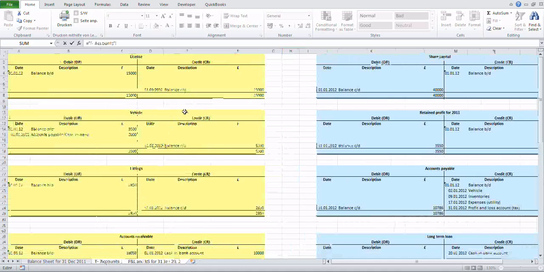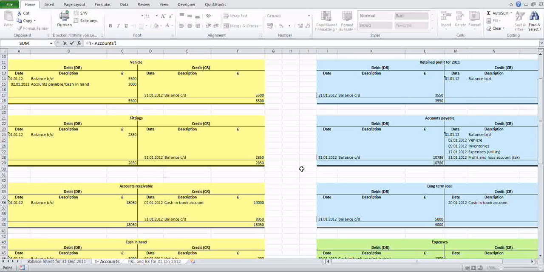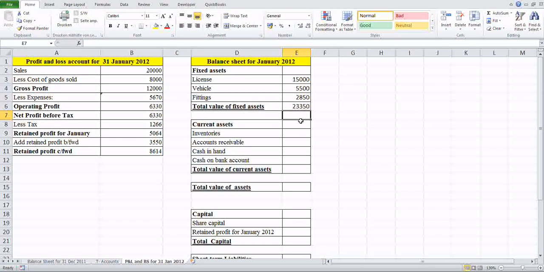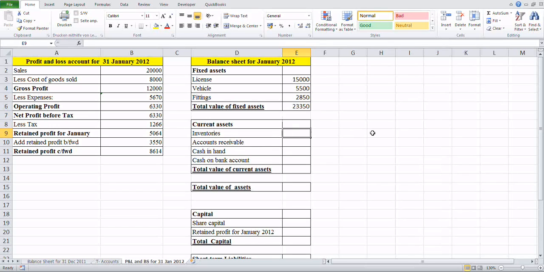So let's look for the fittings account. Not much has happened here. It stays on the 2,850. So the total value of fixed assets. Well, let's use the auto sum. Check if it's the correct range. Press enter, 23,350 pounds.